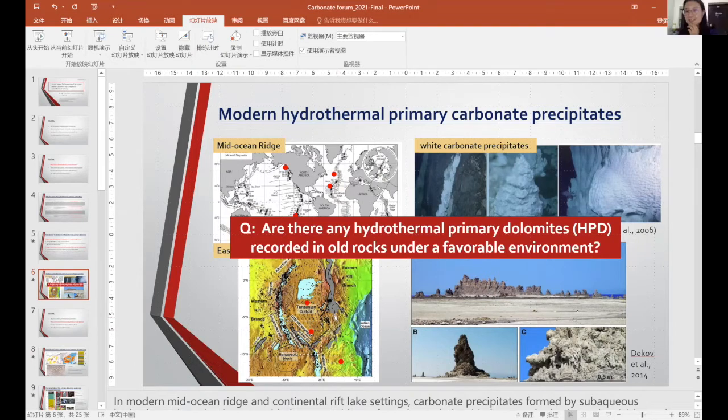To be honest, they have minor dolomite in the carbonate chimney, because we think that maybe the hydrothermal fluid composition is less favorable, or maybe they have more sulfate in the fluid composition, so they can't form the dolomite, replacement by some of the calcite and aragonite.